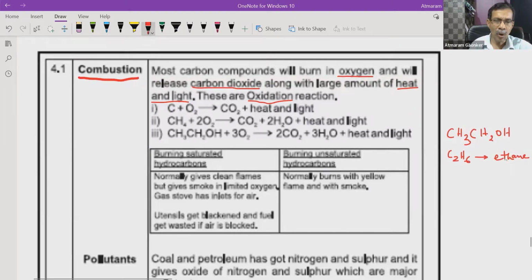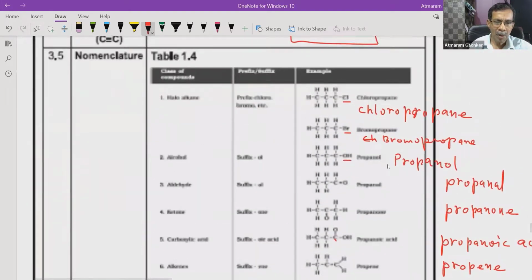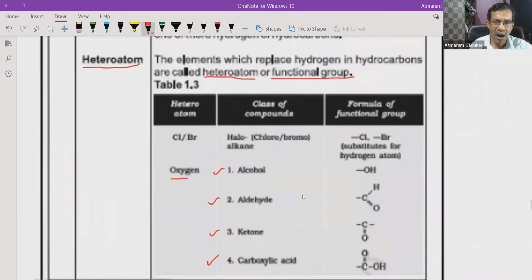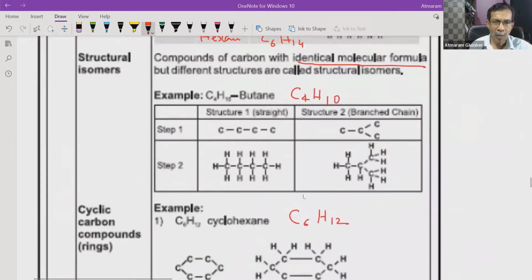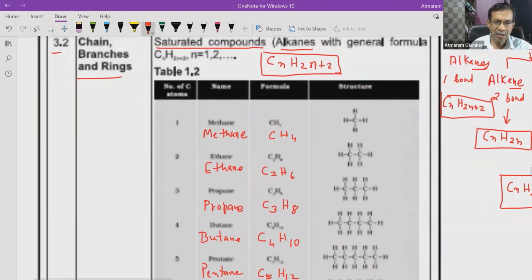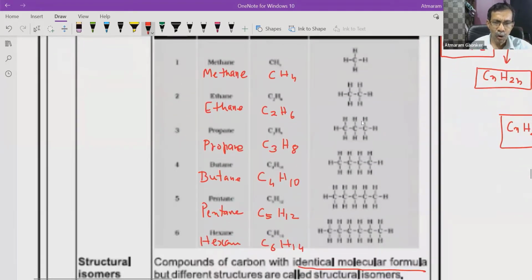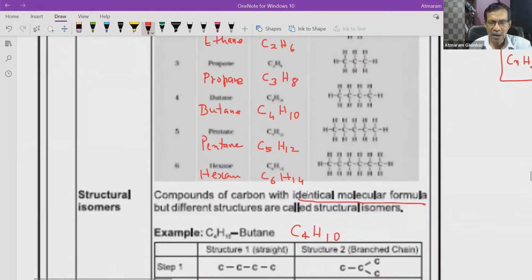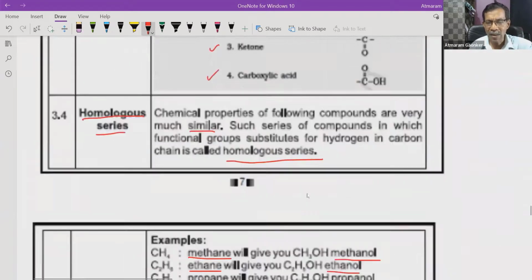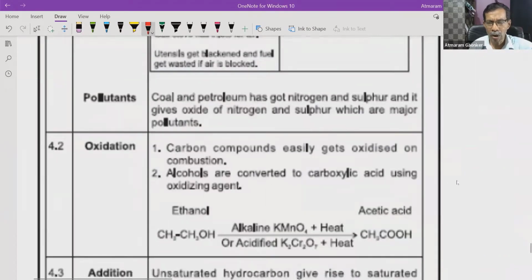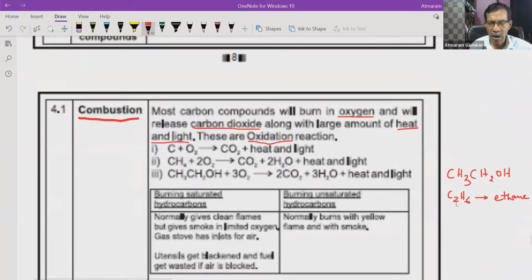So please do remember all this. Methane, ethane. See, I'll show you again here. You have to remember all this. Methane, ethane, propane, butane, pentane, and hexane. So if you remember these names and their formulas, then it will help you. So likewise here, I have taken the example of CH3CH2OH.